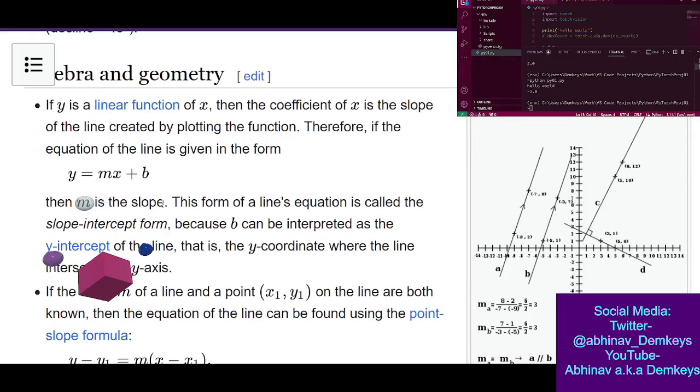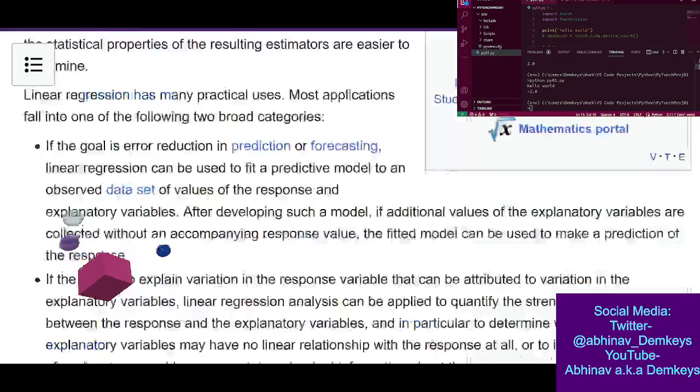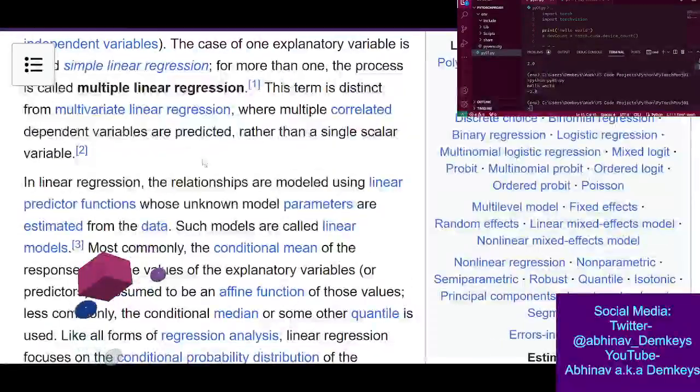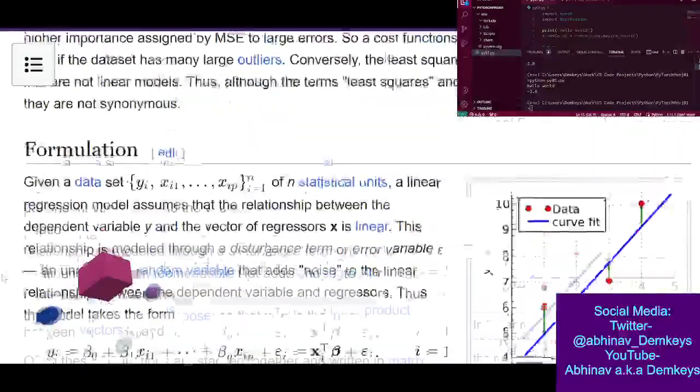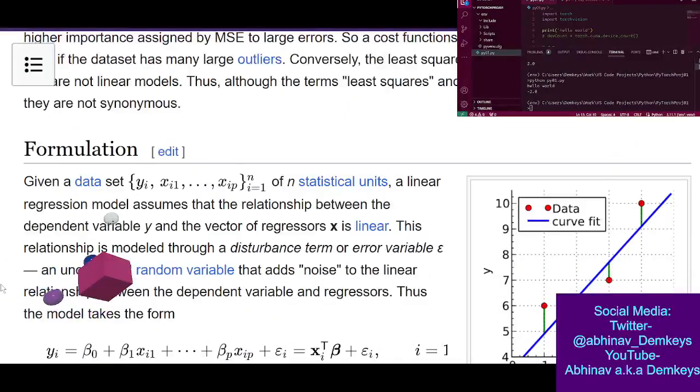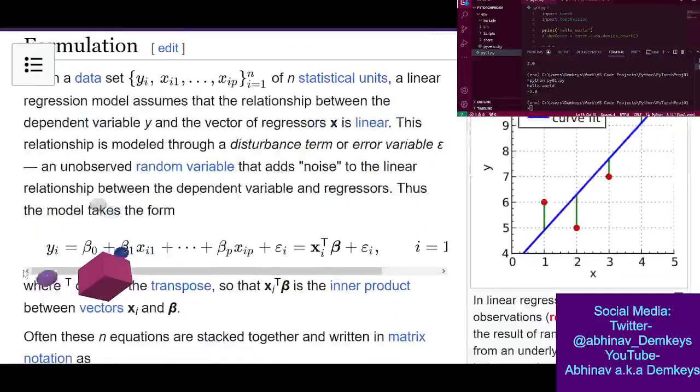Okay, so if this is the function, wait, this is y, this is the slope of y. Okay, what does linear regression tell us? Where's the formula for it? Formulation. Okay. Given a data set of n statistical units, a linear regression model assumes that the relationship between the dependent variable y and the vector of regressors x is linear.